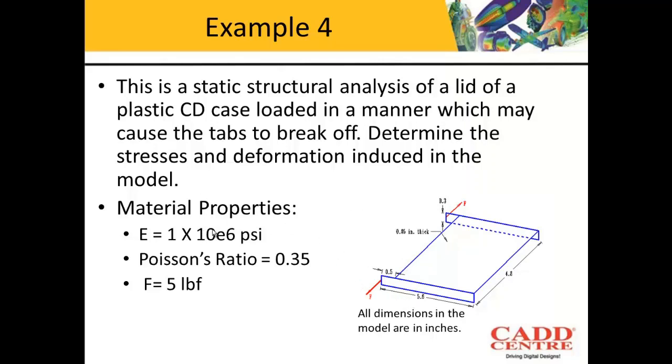The material properties are given over here. We have to create a new material whose Young's modulus is 1e6 psi. Poisson's ratio is 0.35. The force acting on these tabs over here is 5 lbf. All the model dimensions are given over here and they are in inches. So now let us create this model and solve it.